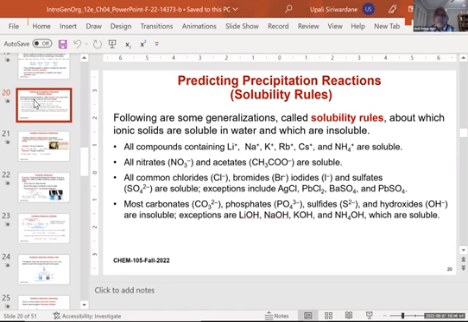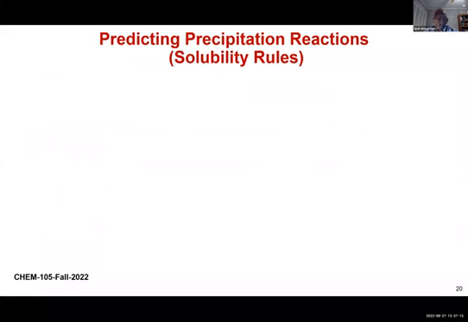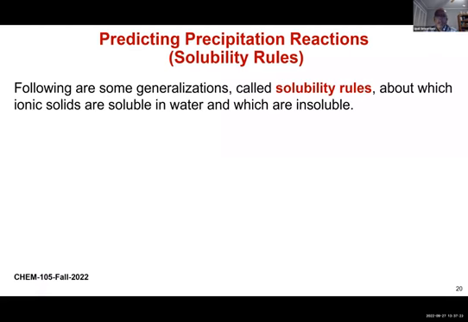Last thing I want to talk about with precipitation reactions is that they are based on the idea that an insoluble salt is formed when two ionic solutions are mixed. How do you know which salts are soluble and which salts are insoluble? The idea behind this is the solubility rules: which ionic compounds are soluble in water and which are insoluble. These are the rules.